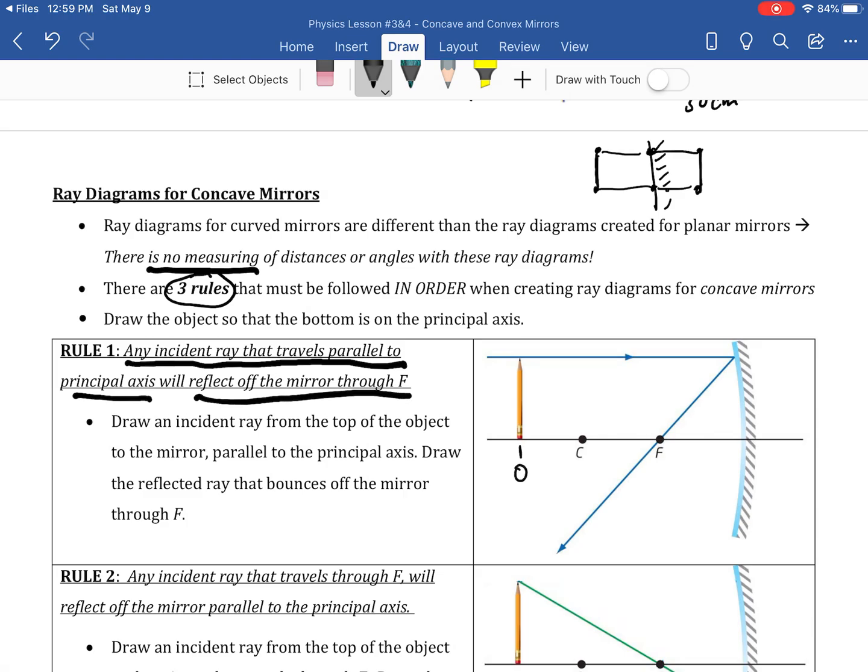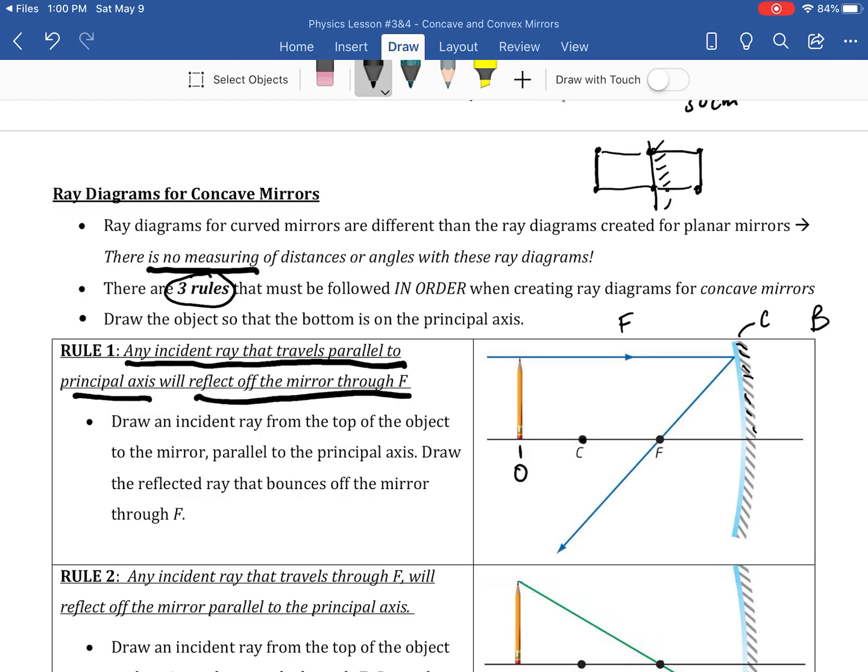So here's my object. All right, let's go through some stuff again. This is my concave mirror. That is in front of the mirror. This is behind the mirror. Remember, these lines show behind the mirror. This is my object, okay? This object's position is further than the center of curvature. So it's beyond the center of curvature is what that means.